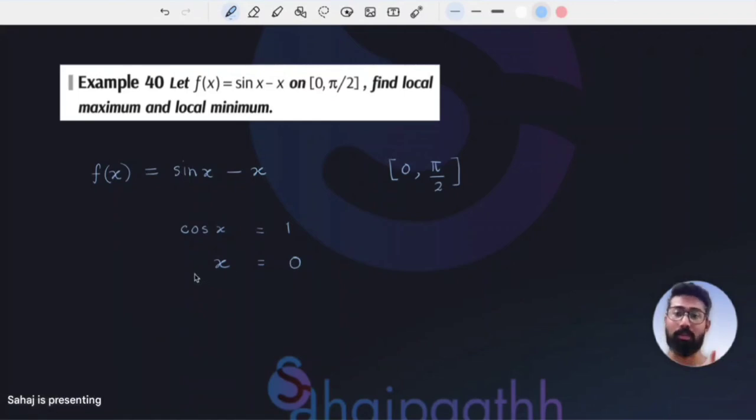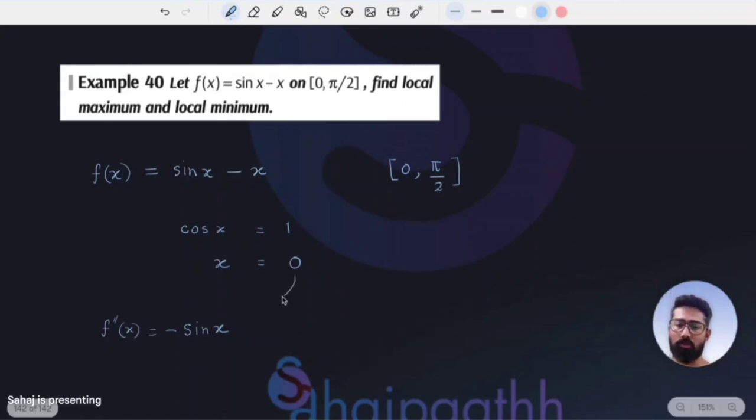But you don't know whether it's a maximum. I have to take the derivative again, like take the second derivative. So the derivative of cos x minus 1 is minus sin x. F double prime x equals minus sin x, and you put in this value here. So sin 0 is 0.